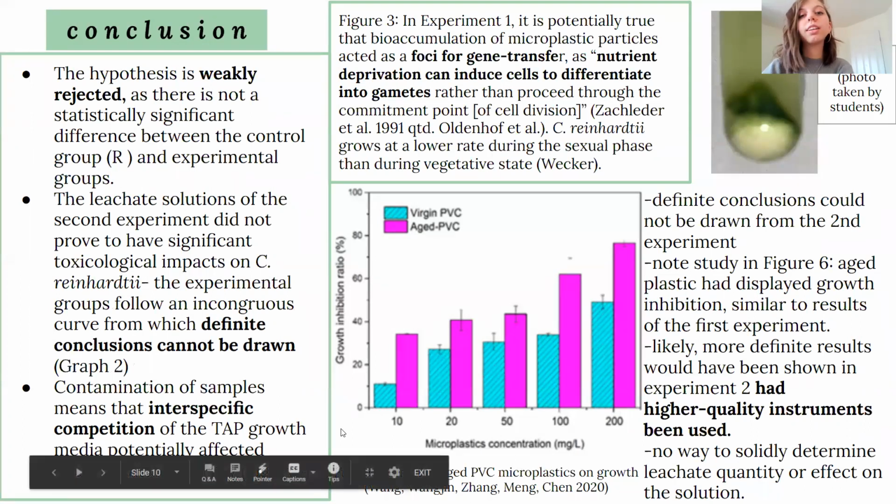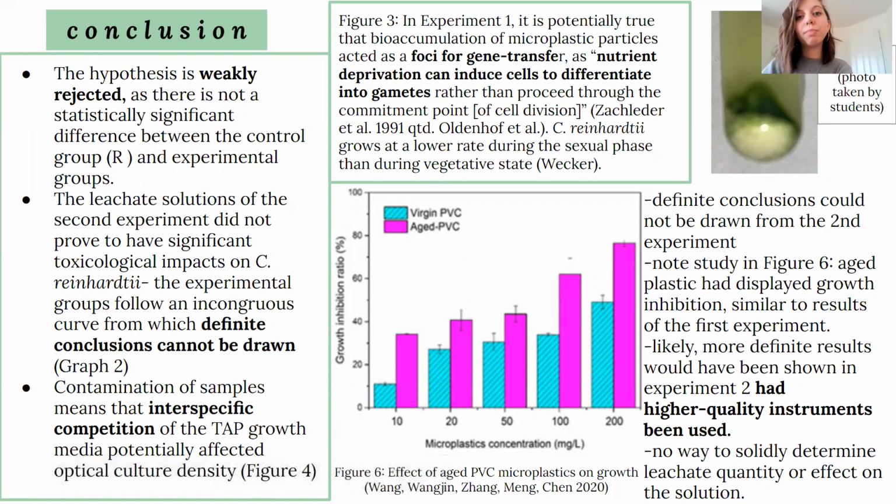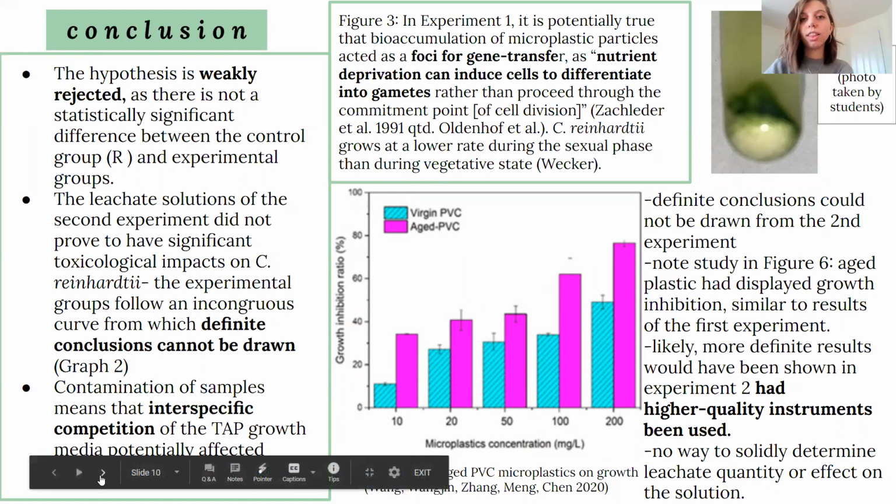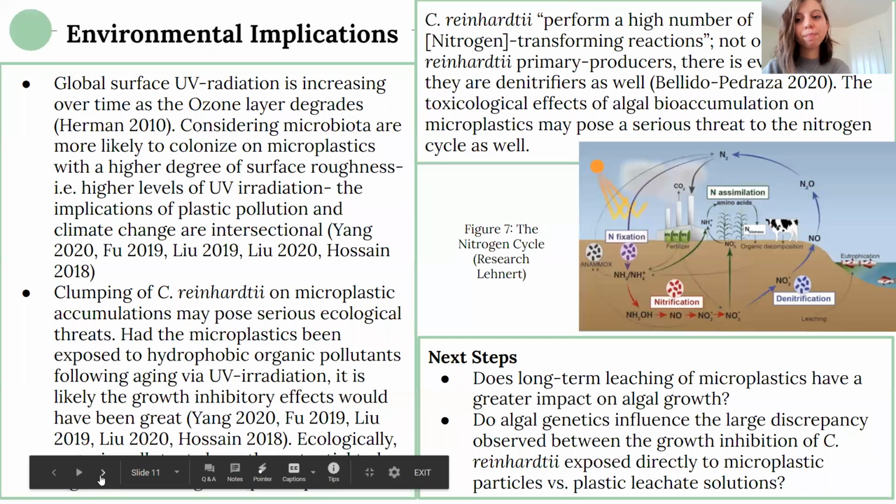Because of this, no solid conclusions can be drawn, although I do want to draw your attention to figure 6, where we've pictured similar research done to ours with PVC plastic. The aged PVC plastic did create a significant inhibition on the microbial growth in that particular experiment. So I do think this is something worth exploring further.